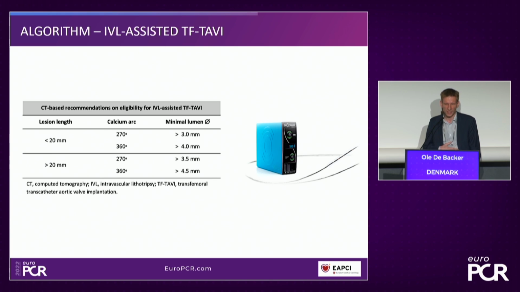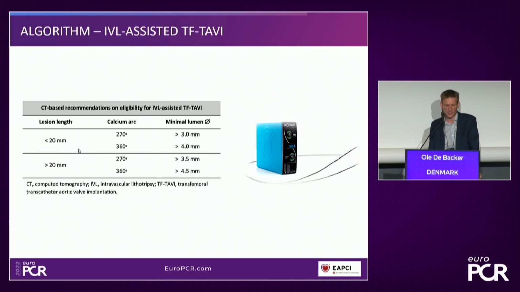So what kind of patients, or how far, what is the limit that we accept for these IVL-assisted transfemoral TAVI? Well, it depends, of course, first of all, on your lesion length. Sometimes it's more focal, severe stenotic calcified lesions in the common iliac artery. Then I think you can really push it low, to minimal lumens of 3-4 millimeters, depending on the circumference of your calcification, your calcium arc.